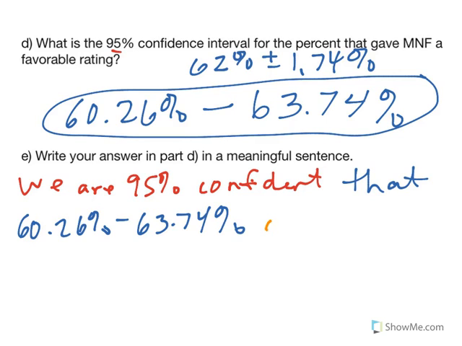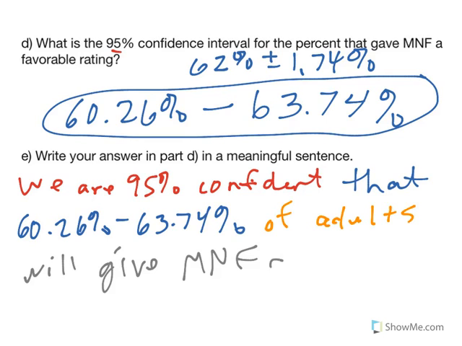Then we go to the population. Who are we talking about? Of adults. Well, you could say of all adults, but of adults. And then what are they doing? Well, they, of adults, will give Monday Night Football a favorable rating. So it's very much Mad Libs.